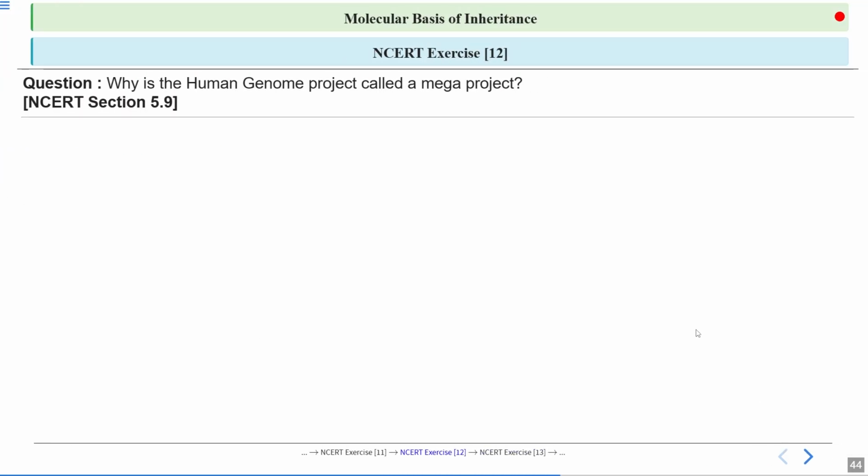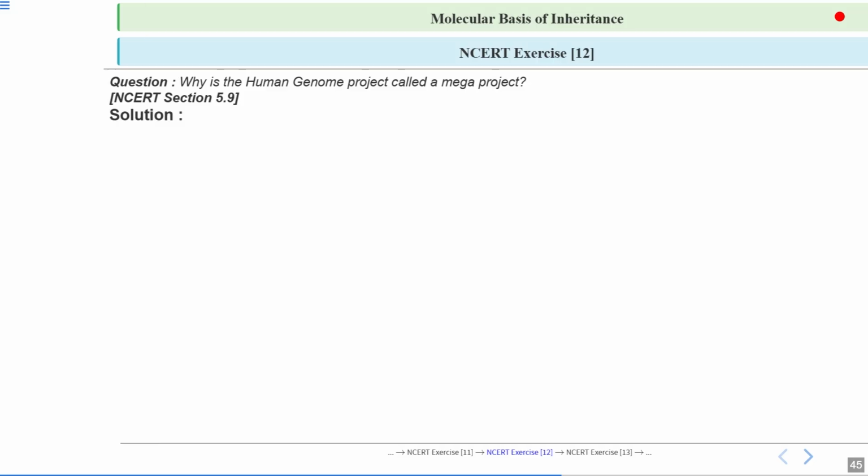Now, NCERT exercise question number 12. The question says, why is the Human Genome Project called a mega project? This is from NCERT section 5.9. So the question is very simple. We have to just answer why the Human Genome Project is called a mega project, such a big project it is.